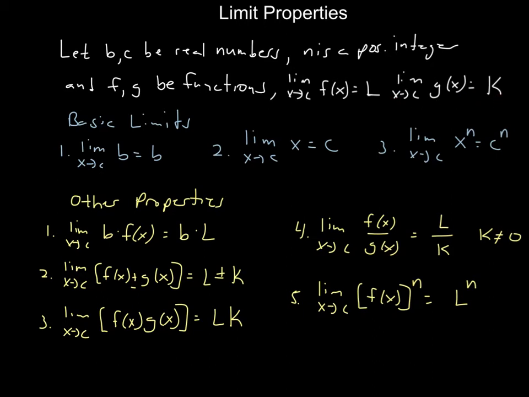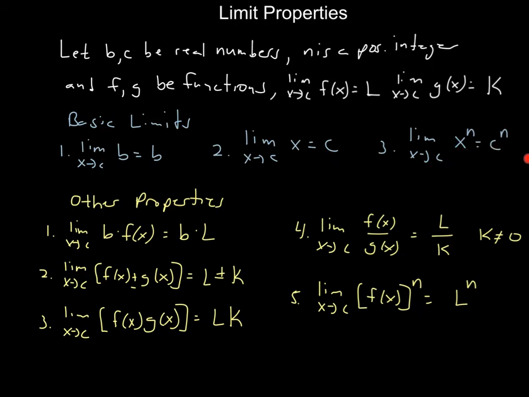Now we have 3 basic limit properties that we can use to help evaluate limits. Number 1, the limit as x approaches c of b is equal to b. Remember, b is a real number. There's no x there, so the limit as x approaches 2 of 7 is just going to be 7. The limit as x approaches c of x is c, and the limit as x approaches c of x to the n is c to the n.